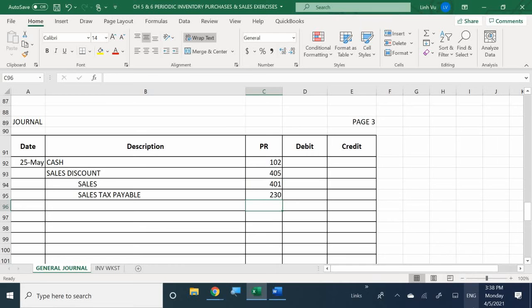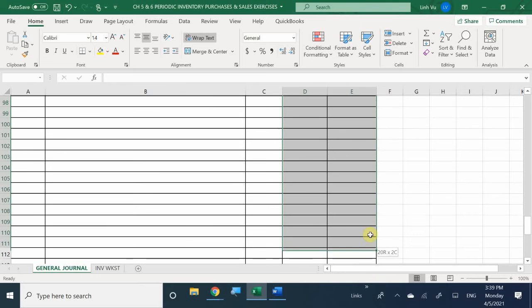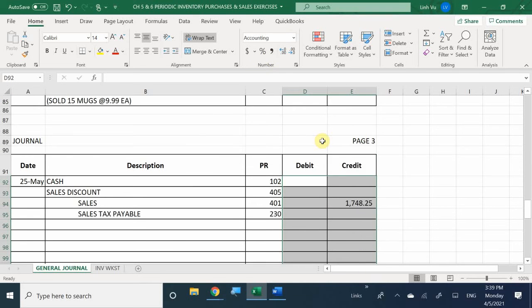So let's do this one step at a time. What's my first thing? I need to figure out how much my actual total sales were at the original price. So if I sold 175 mugs at the original price of $9.99, what's my grand total that I sold? 1,748.25. Excellent. So now that I have that number, let me go ahead and format this real quick. Now I need to figure out what's 30% of that amount. What's my discount going to be?